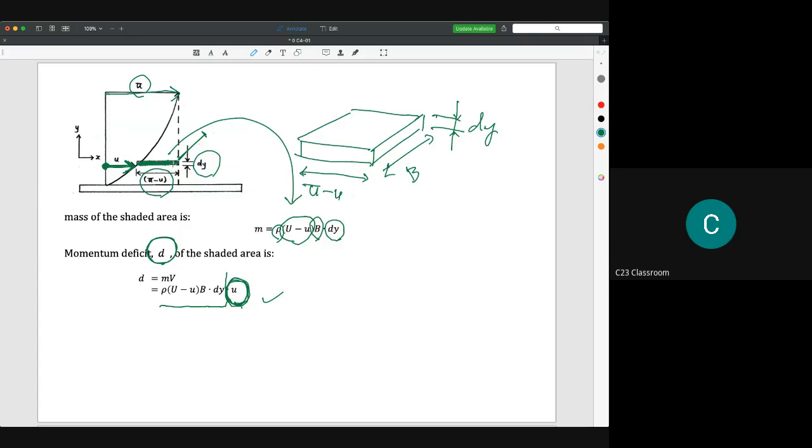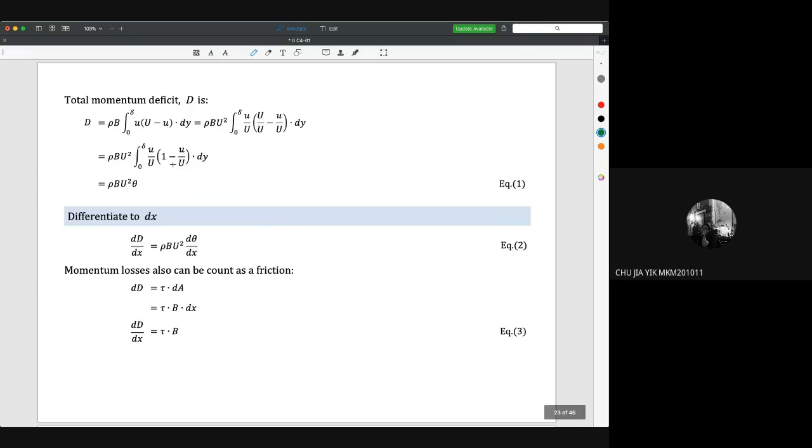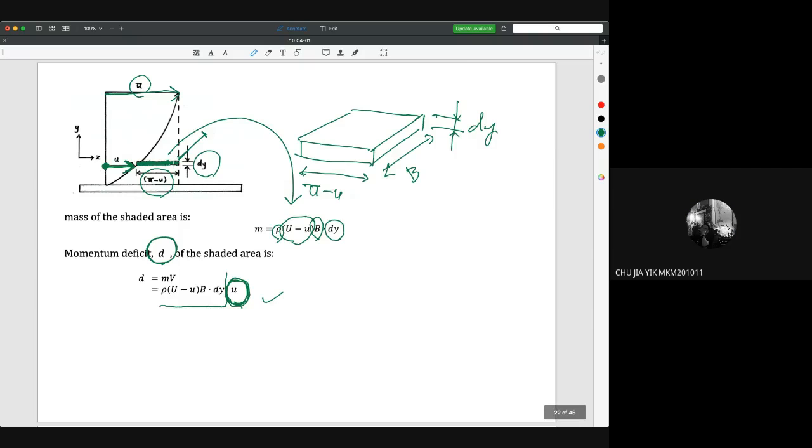Doctor, sorry, I missed something. Why do you need to multiply by u in the deficit again? Because the equation for momentum is mass times velocity. What you have here is actually the mass only. Okay, so you need to multiply with v to get the momentum.